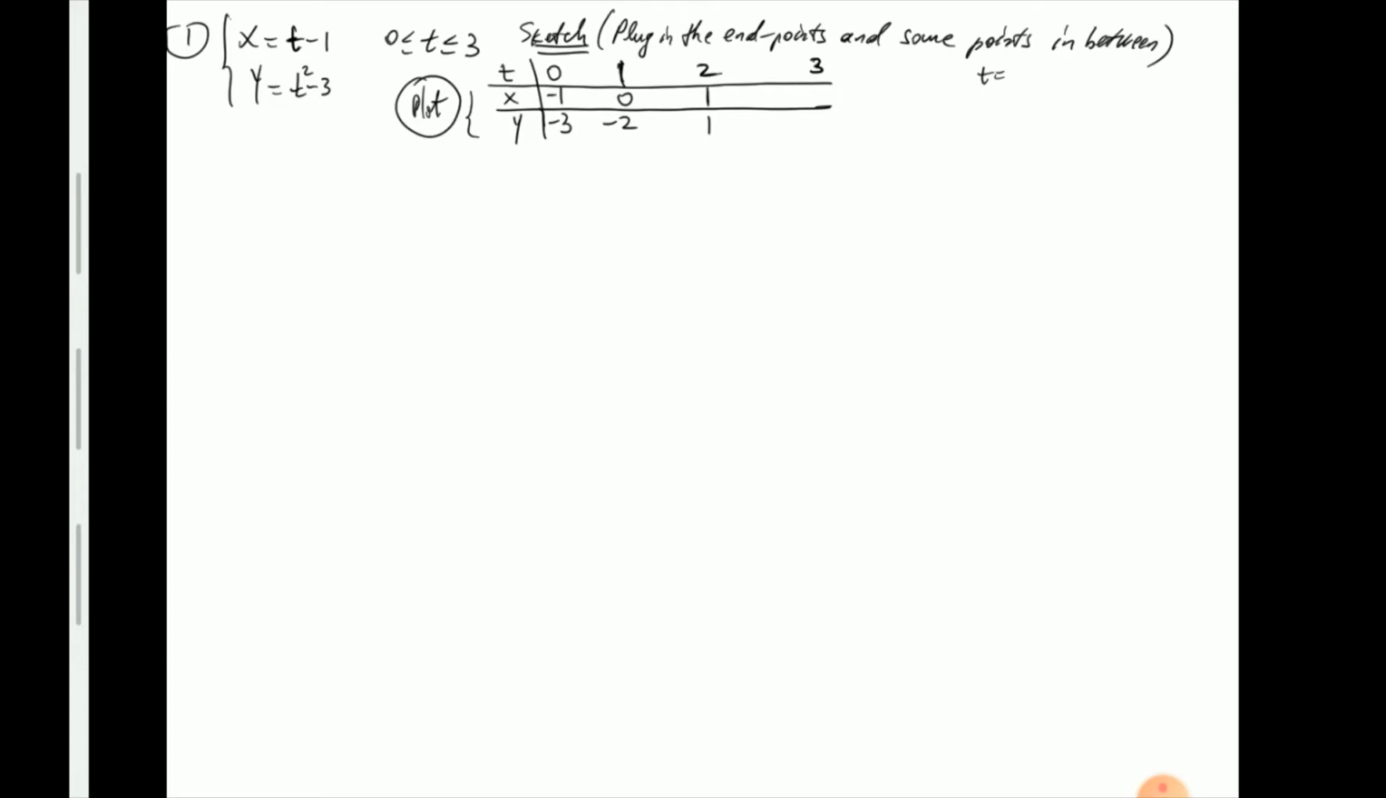So when t equals 1, just to make it clear, x is 1 minus 1, y equals 1 squared minus 3, which is minus 2. And same thing for the other points. And then when t equals 3, x is 3 minus 1, which is 2. And then 3 squared, that's 9 minus 3, that's 6. All right, so let's sketch this curve over here.